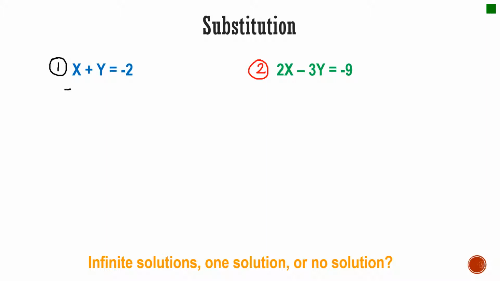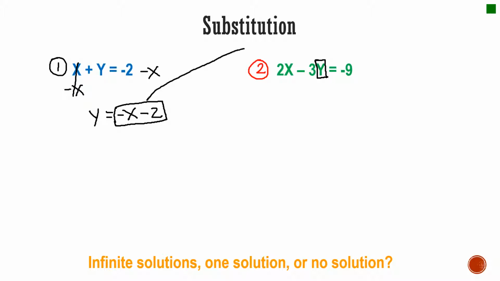So I'm just going to subtract x on each side. And when I do that, I end up with y by itself, which is what I want, equals negative x minus 2. Now it is ready to substitute. So I'm going to take negative x minus 2 and put it right here where this y is located, because y equals negative x minus 2. It's going to go right here. So let's go ahead and make that substitution.